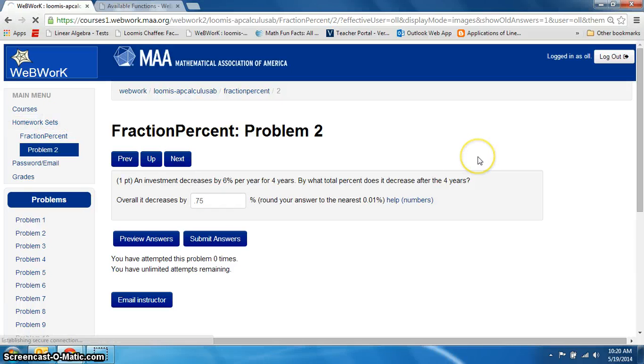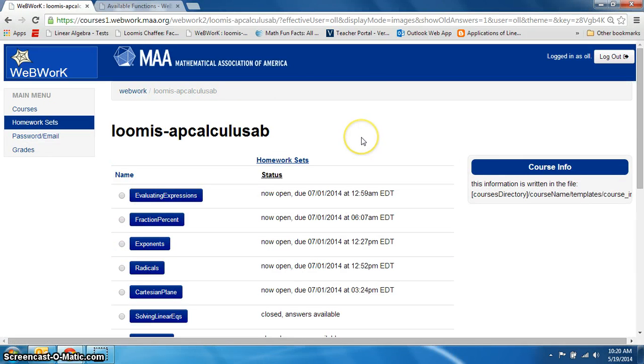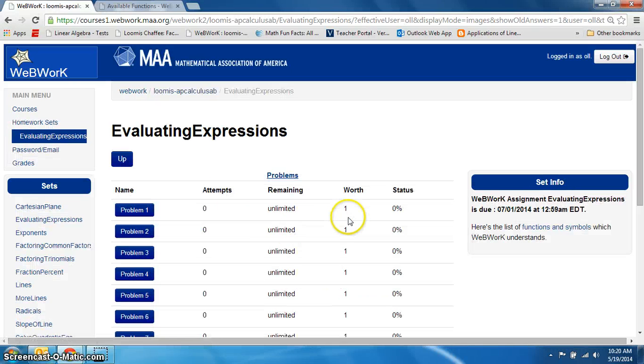Okay, that's basically the introduction to Webworks. Another thing I want to mention is that if you have your own individual account, then Webworks will keep track of all your work, the number of attempts, how many problems you got right, how much you got right.